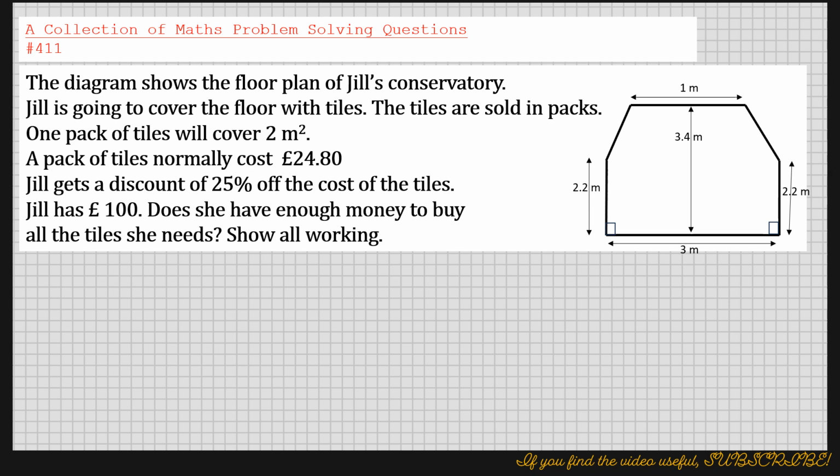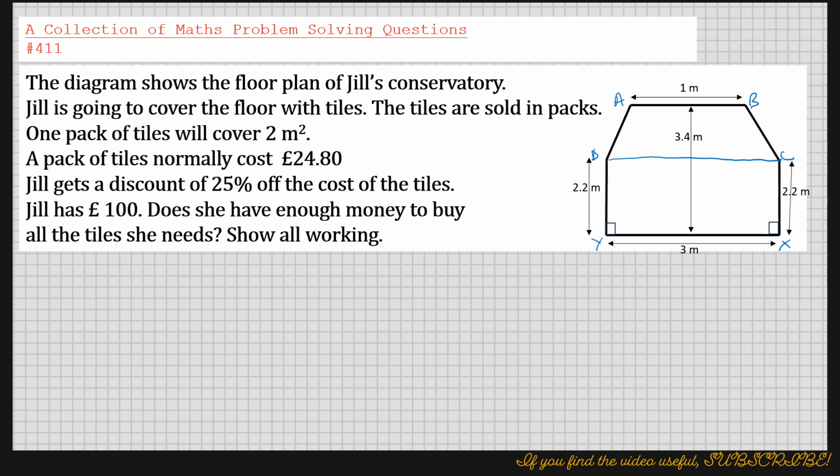Show all your working. So the first part, we have to find the area of the shape, and we can see that it's a trapezium and a rectangle. So the top part is a trapezium. If I name it, ABCD is a trapezium, join CD. So ABCD is a trapezium and the rectangle is CXYD.